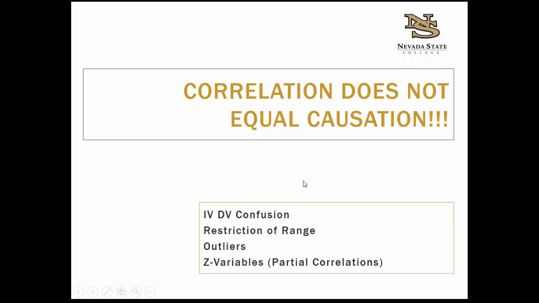So in this lecture, I'm going to cover the 4 most problematic aspects of correlation that will help you understand why observing a significant relationship between 2 things does not mean that one causes the other.